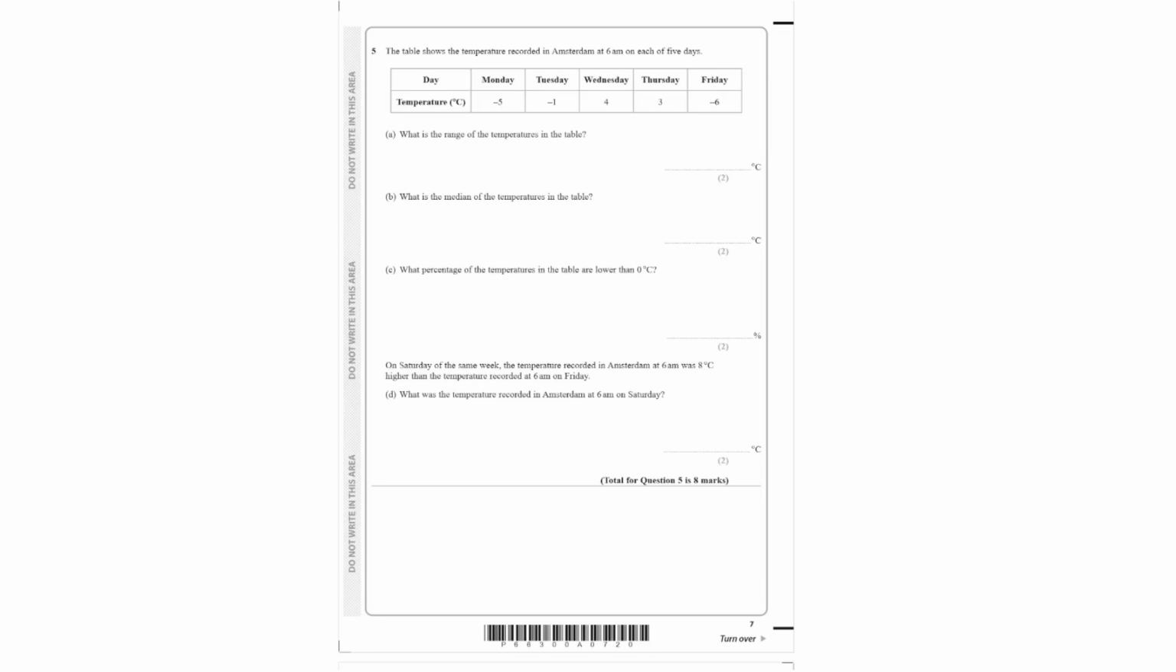The table shows the temperature recorded in Amsterdam at 6 a.m. on each of 5 days. What is the range of the temperatures in the table? So range is simply equal to largest minus smallest. The largest value here we have is 4, and the smallest value we have is -6. So we simply write 4 minus -6, and whenever you subtract the negative, it simply adds. So 4 plus 6 gives us 10.